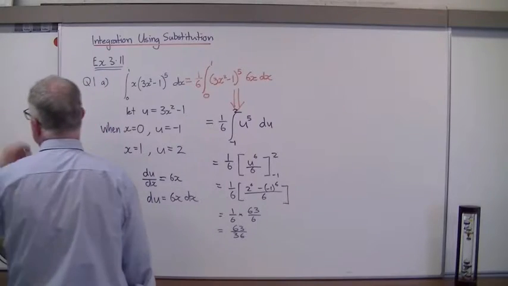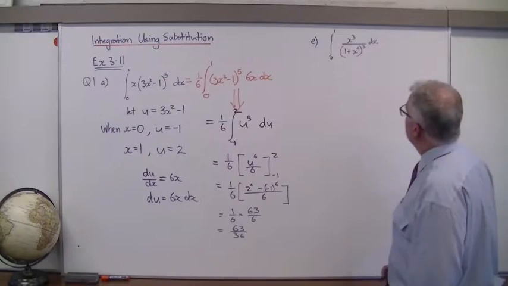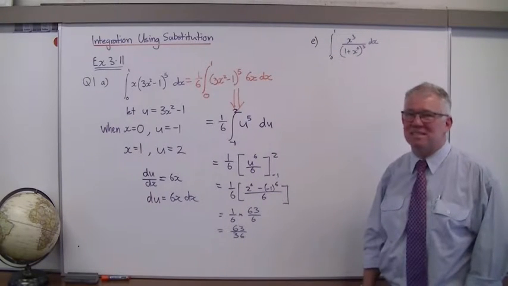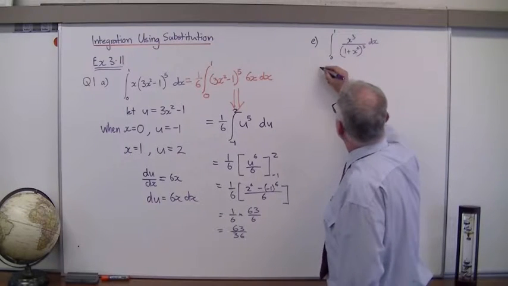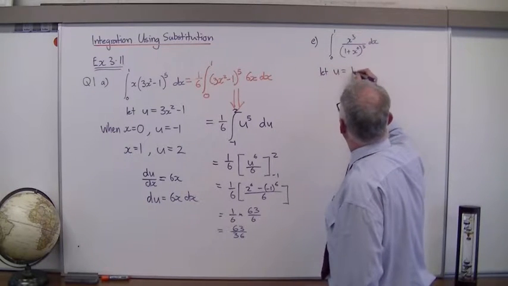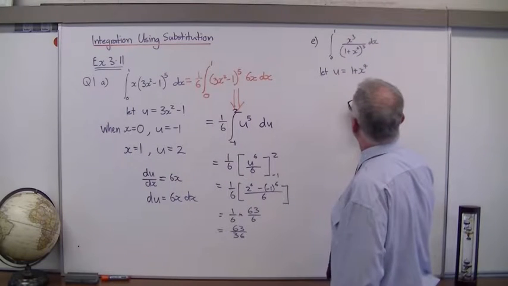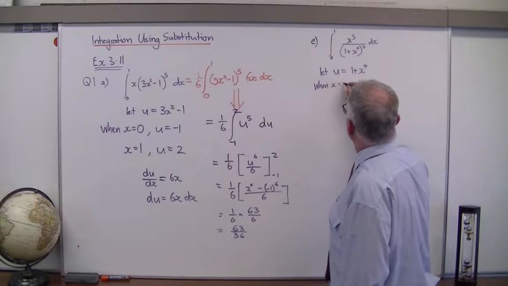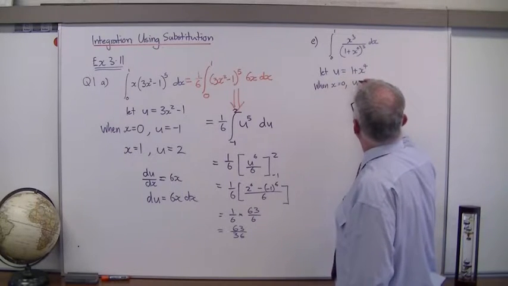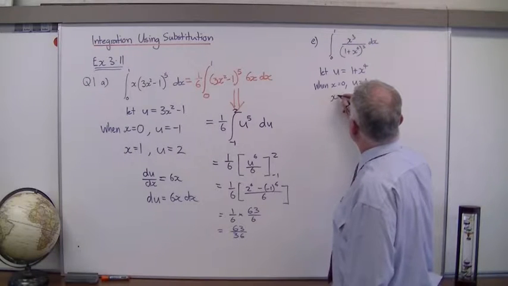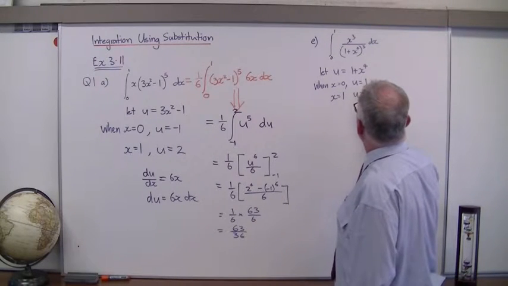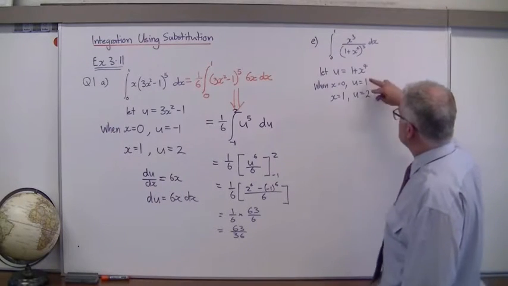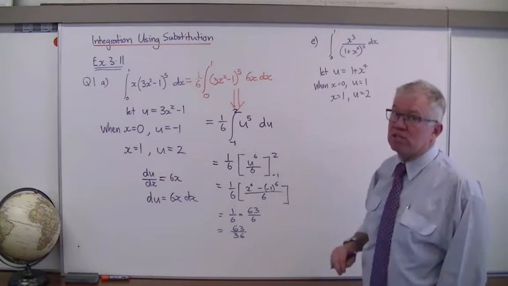I'm going to do question 1e. Okay, it's this thing in the denominator which is really the ugly bit. So I'm going to let u equal 1 plus x to the power of 4. That means when x equals 0, u equals 1, and when x equals 1, u equals 2. This is going to be important for changing our limits of integration later on.